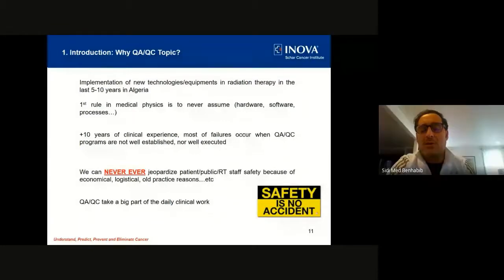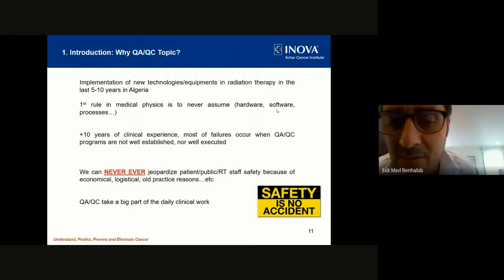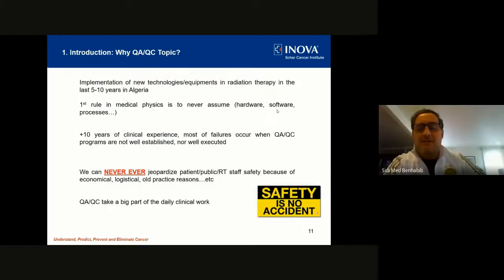It's very, very important, even though it is basic information about radiation therapy and medical physics, but very important for day-to-day operations. So the first rule I learned in medical physics is to never assume that a QA was done, never assume that things will go right without a check. So this is very, very important.